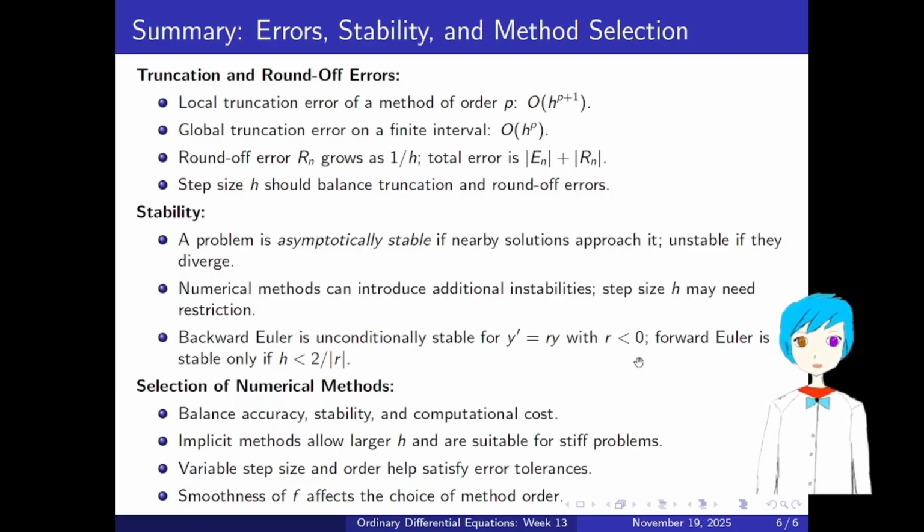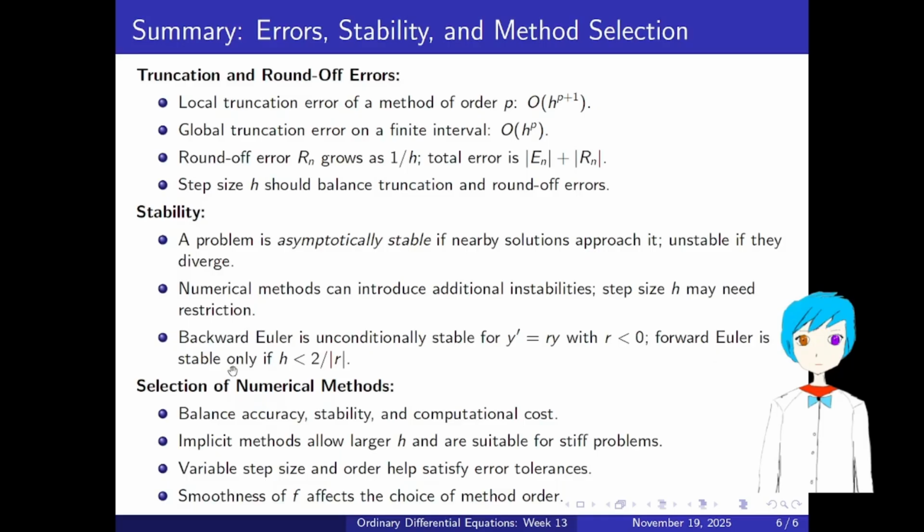On the other hand, the stability issue remains a critical concern if we are numerically solving ODE systems. Basically, we consider solving the problem y' = ry when r is smaller than 0. We hope that the solution is asymptotically correct, which means that as t goes to infinity, the solution will also approach 0. The backward Euler's method is unconditionally stable.